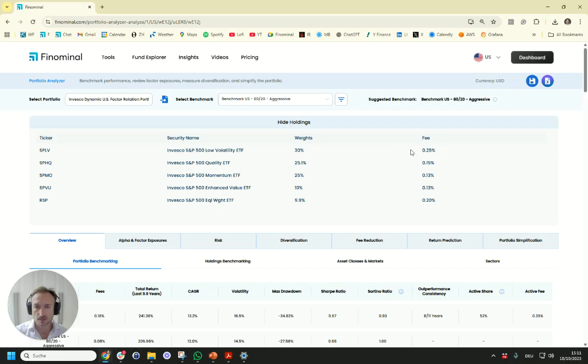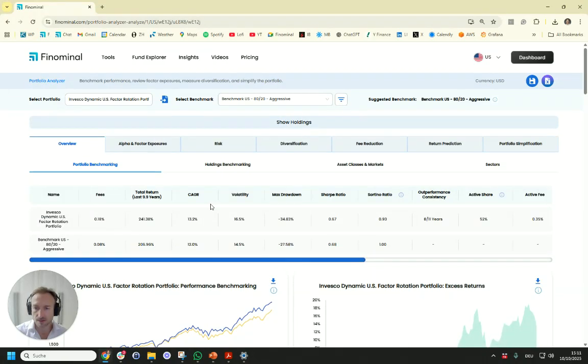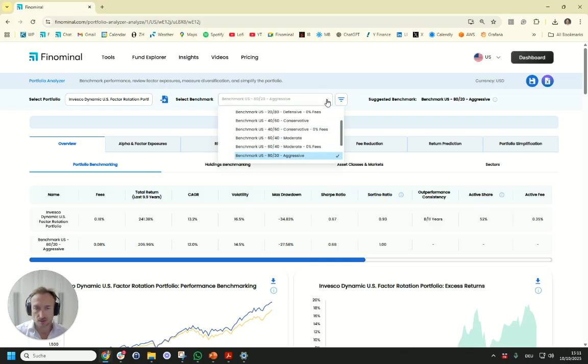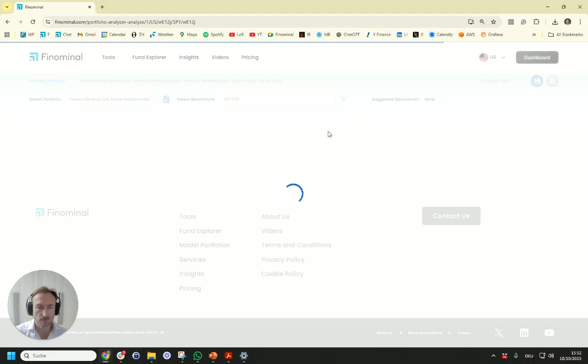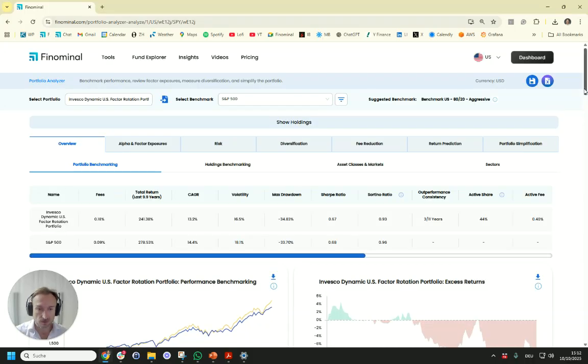And what we do see is that this is effectively 5 smart beta ETFs from Invesco, where the 3 largest ones are a low volatility ETF, a quality one, and a momentum one, with weights of 30, 25, 25%. We can see that the fees are relatively low, and that adds up to a total portfolio fee of 18 basis points. Now, the appropriate benchmark for this from our perspective is simply the S&P 500, because all of those smart beta ETFs select stocks from the S&P 500.